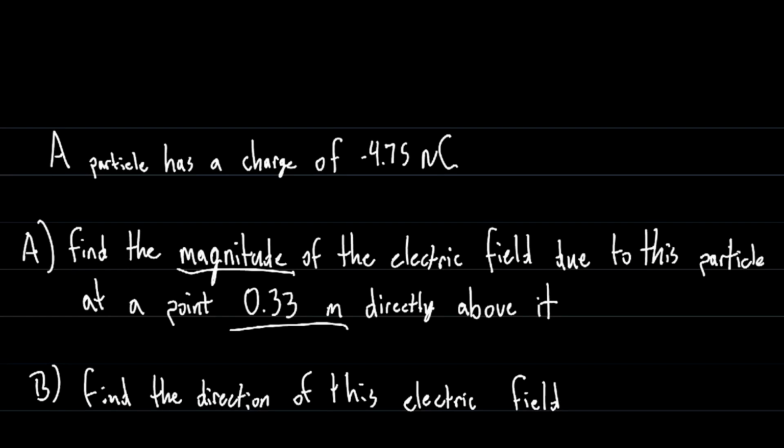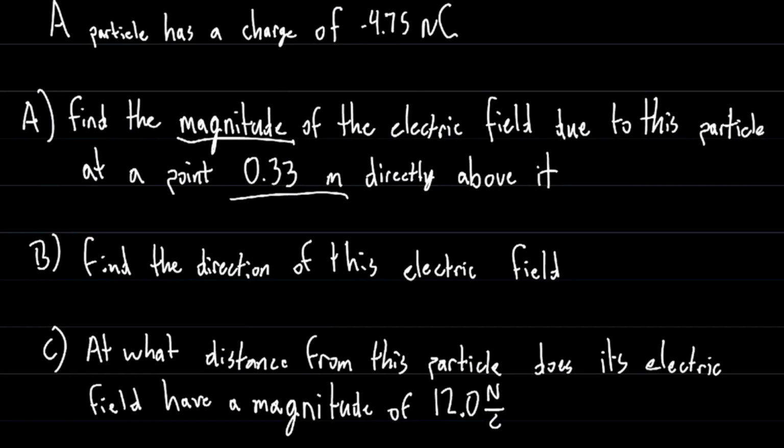Hello everybody, welcome back. Today we're going to be doing a problem on electric fields. And this problem reads that a particle has a charge of negative 4.75 nanocoulombs. And first we need to find the magnitude of the electric field due to this particle at a point that is 0.33 meters directly above it.